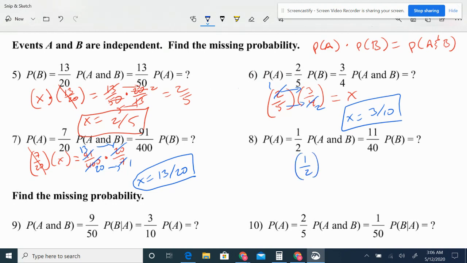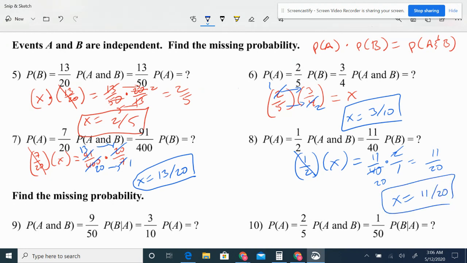Probability of B, I don't know what I have for probability, so I'm just going to call it X, equals probability of A and B is 11/40. So I'm going to divide by 1/2, which is basically multiplying by 2/1, multiplied by the reciprocal. So I get 11/20. So X is equal to 11/20. All right, that was not that bad.